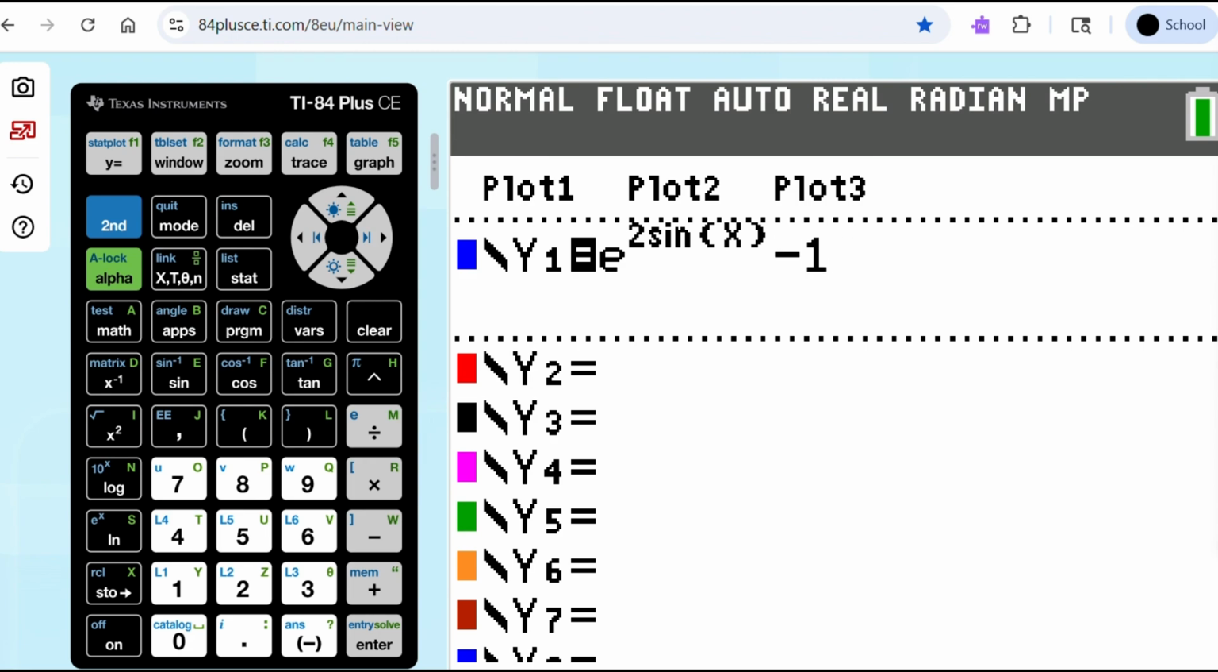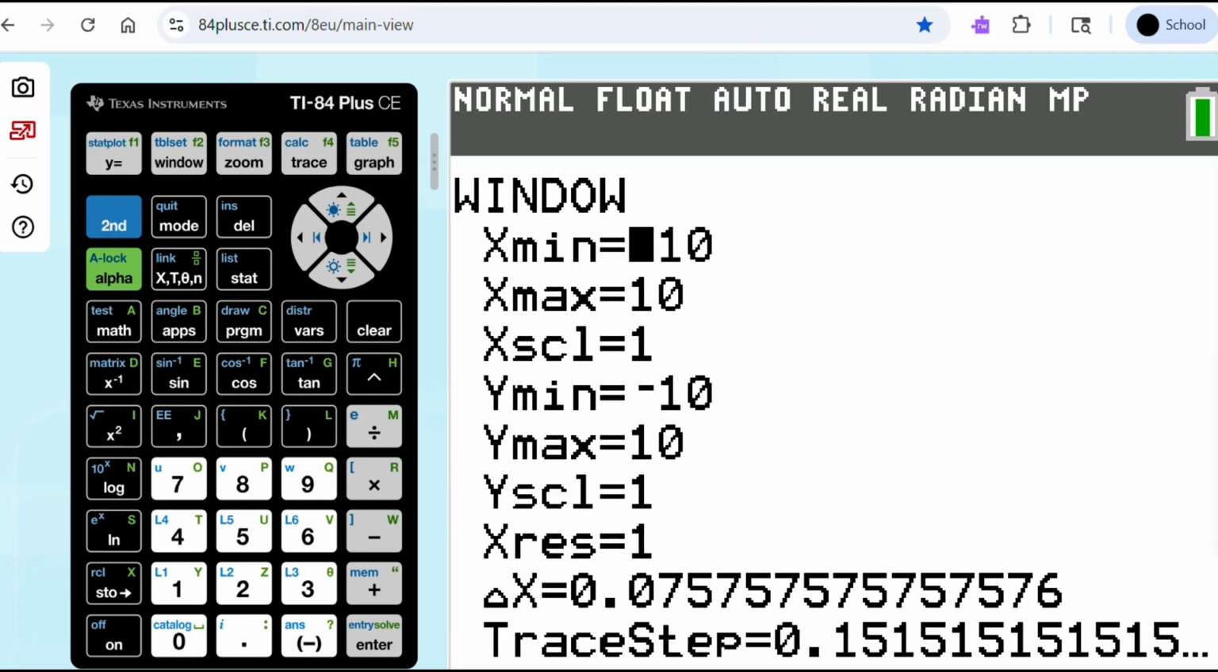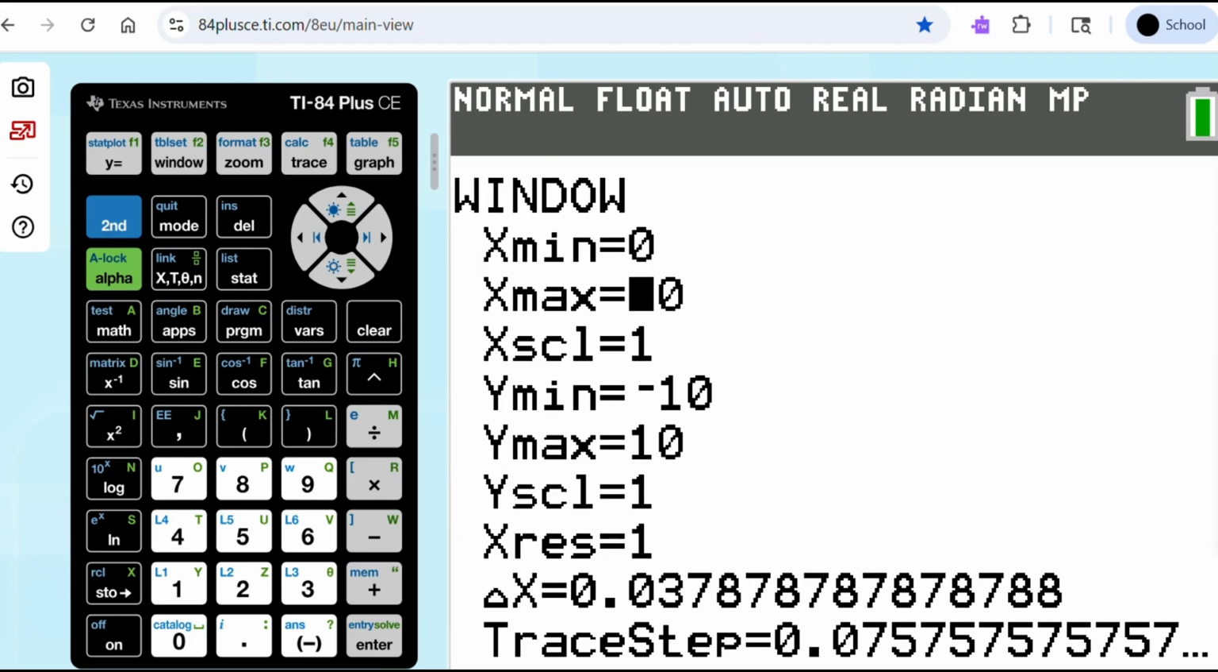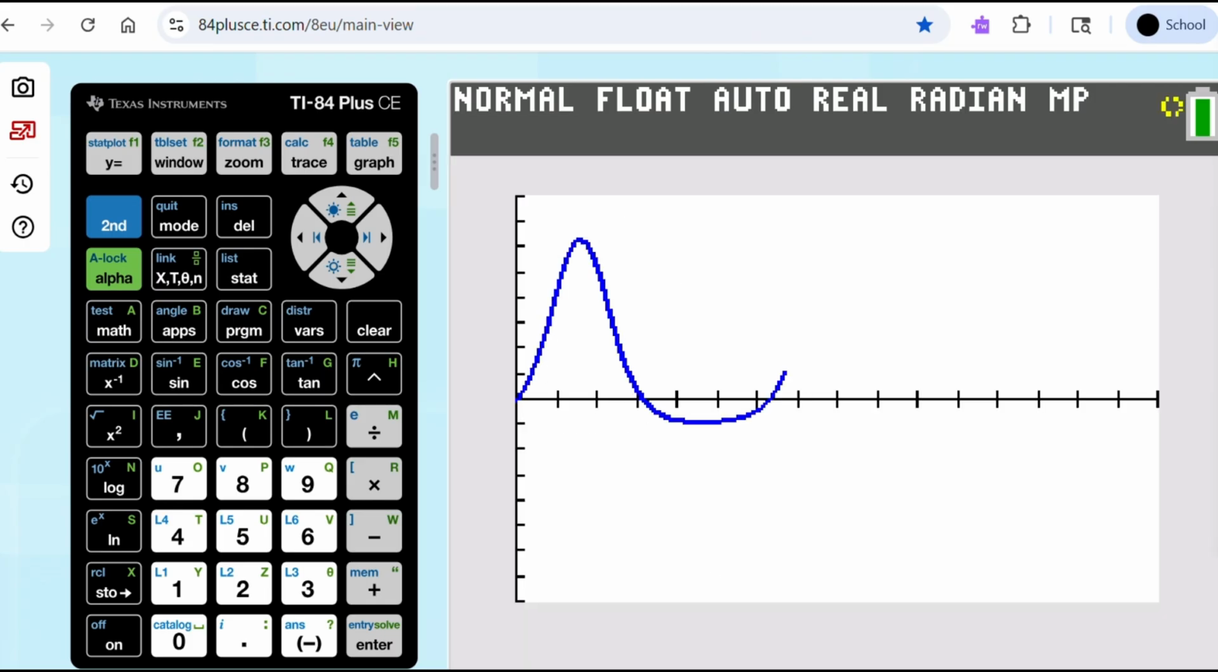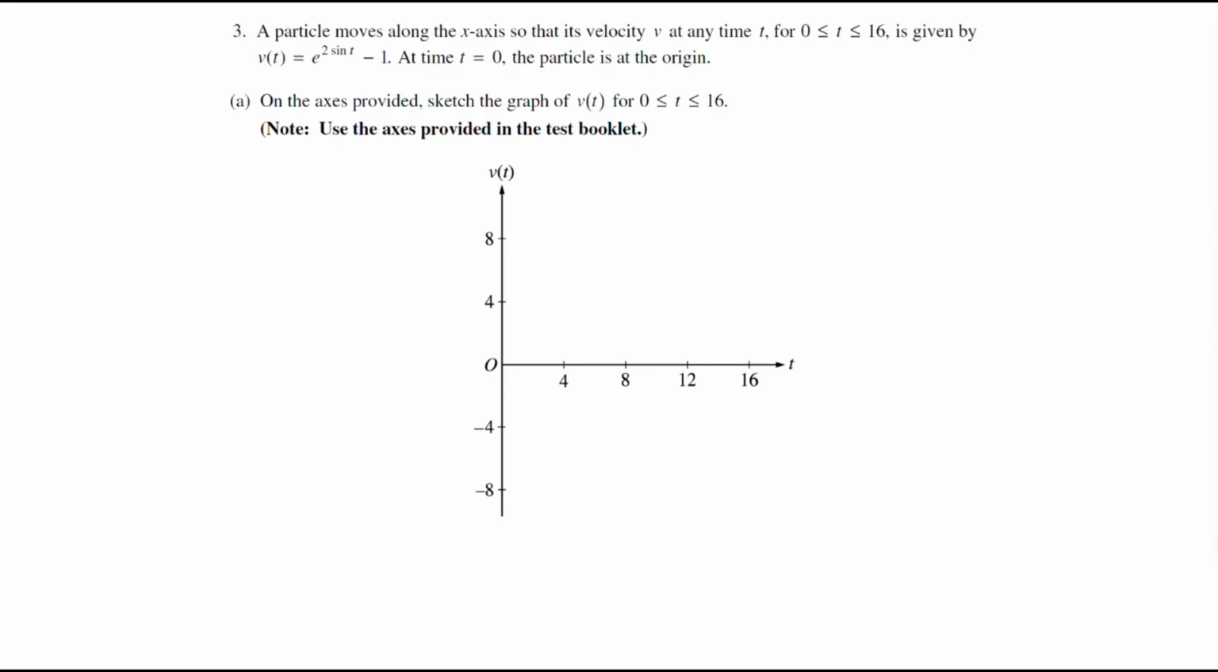I would be utterly shocked if they had you do this. I'm going to set my window to 0 and 16 because that's about what they've got in the graph that they gave you, and my y's from -8 to 8, and just look at the graph. And, well, that's about what it looks like. So we want to cross through. It looks like that's going to be at a little more than 3, a little less than 4. And so we're just going to sketch something that looks like that.